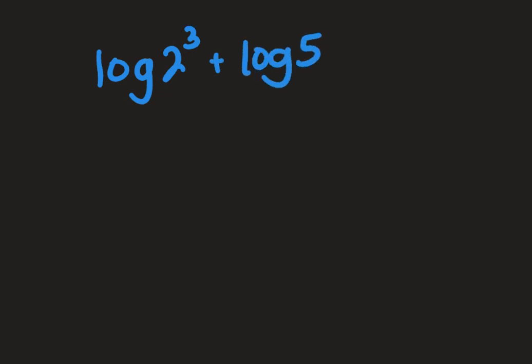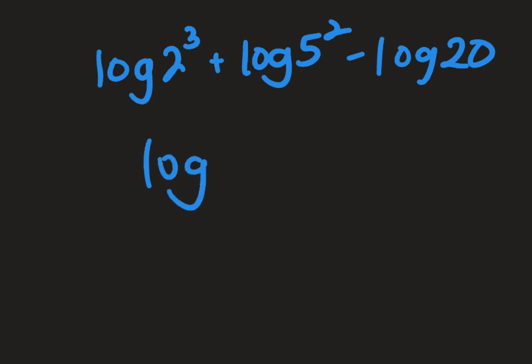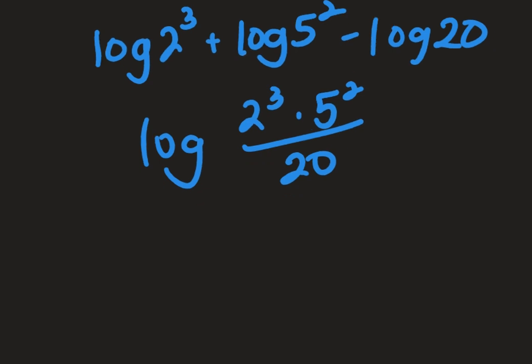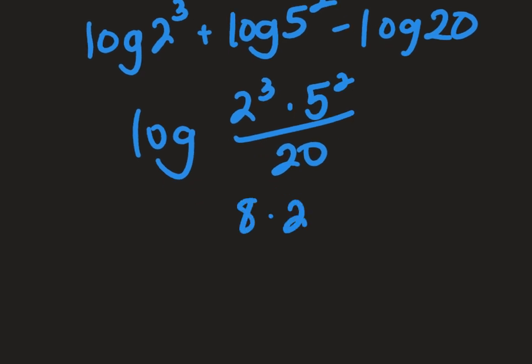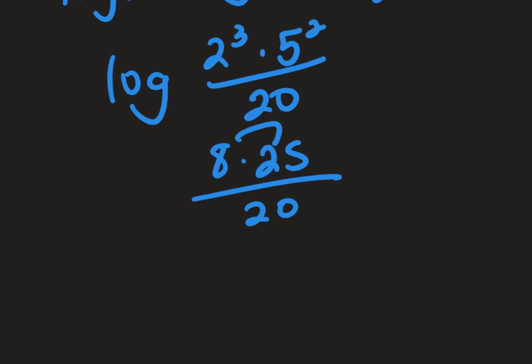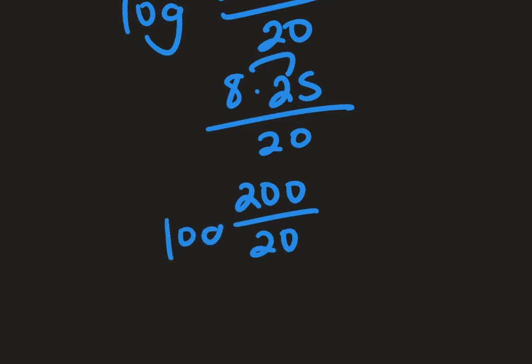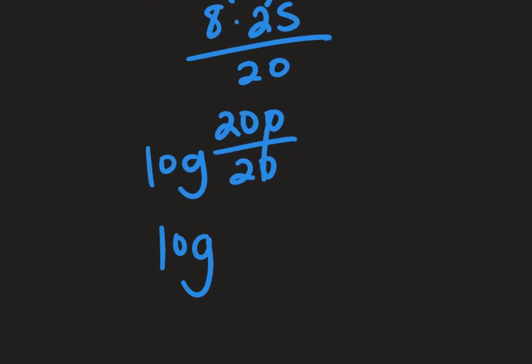All right, so first we condense. Log 2 would be raised to the third power, plus log 5 would be raised to the second power, minus log 20. The plus goes in the top, so it would be 2 to the third times 5 to the second over 20. 2 to the third is 8 times 25 over 20, and then you could reduce this any way you want, but 8 times 25 is like having 4 quarters, right? 200 over 20, and that's log 10. What's the base on log? 10. So log base 10 of 10 is 1.